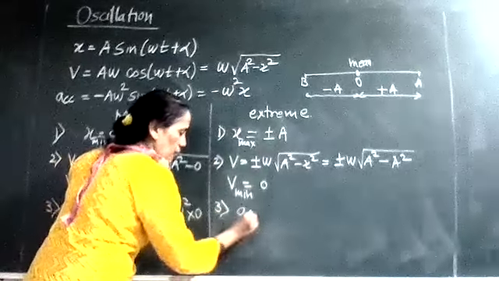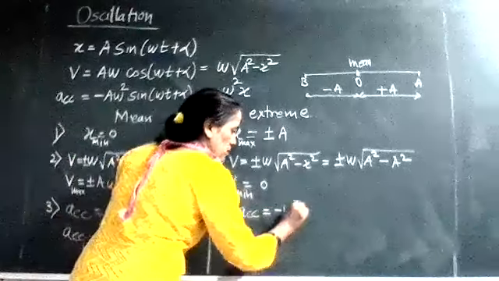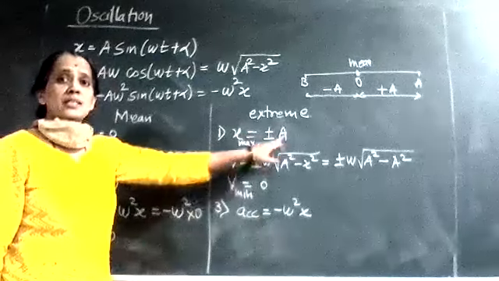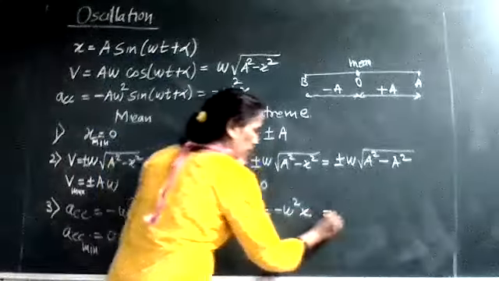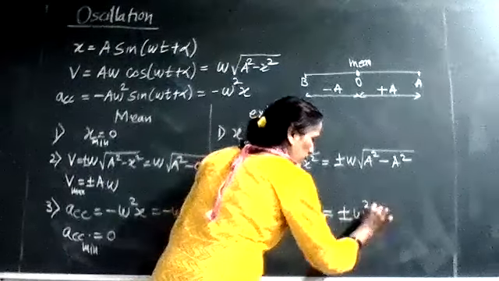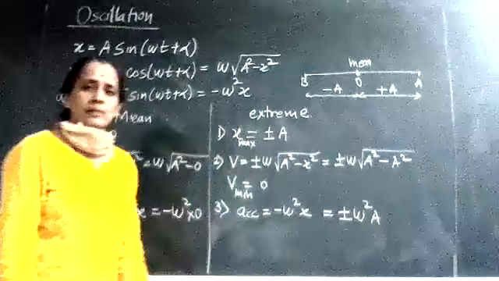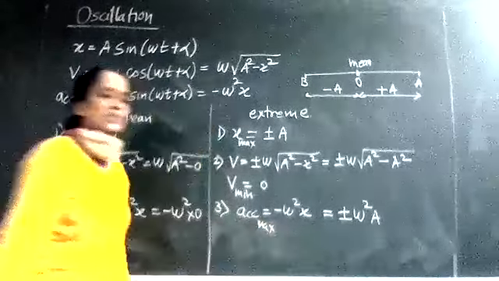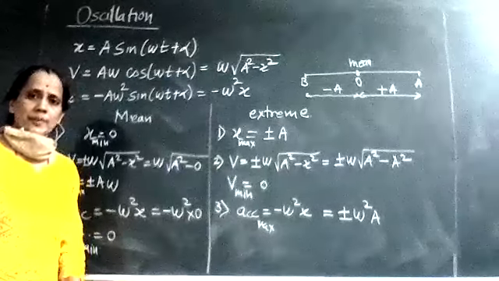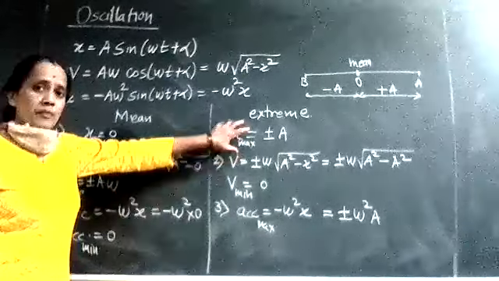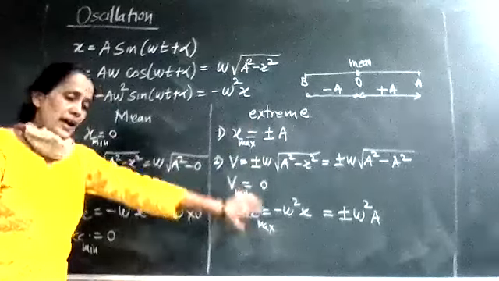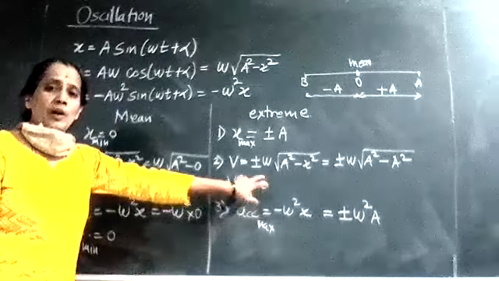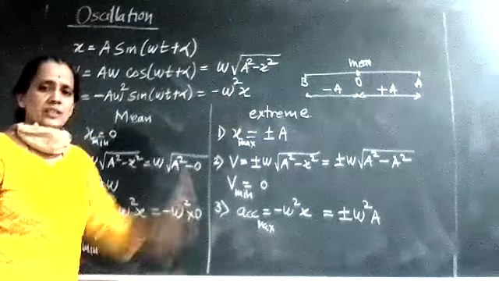Again, same formula: acceleration is equal to minus omega square x. What is the x value? x value is plus minus capital A. So what will it be? Plus minus omega square A. Means at extreme position, the acceleration is maximum. Clear? So see here, when displacement is maximum, acceleration is maximum, but velocity is minimum. At what position? At extreme position.